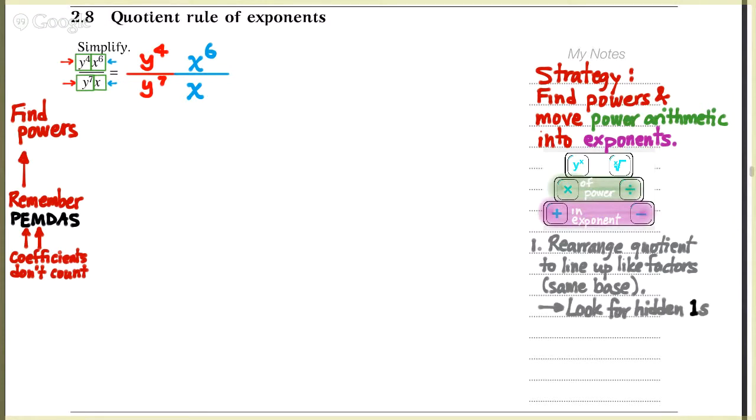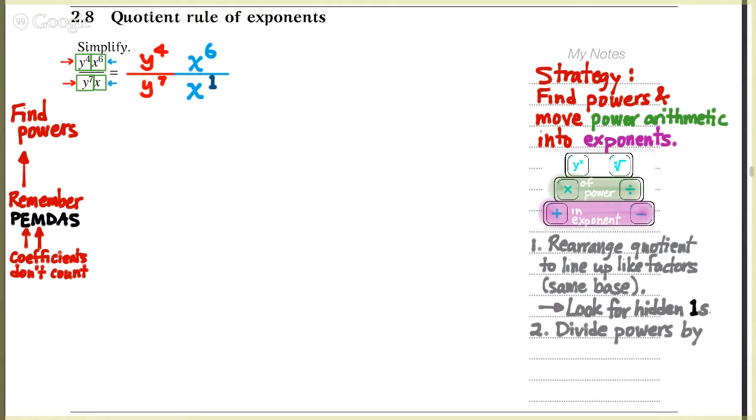If there are any hidden exponents, any hidden ones, I should make sure that I put those in immediately. I'm going to do that because that x that's in the denominator is missing a hidden 1. So I'm going to put it there. So now we have all 4 of our powers. We know which ones are like to which and what the exponent is for each.